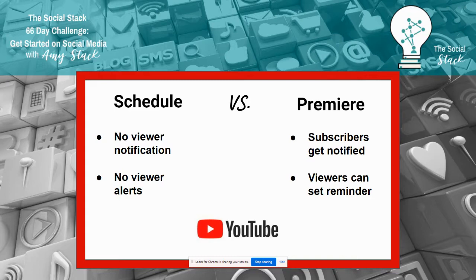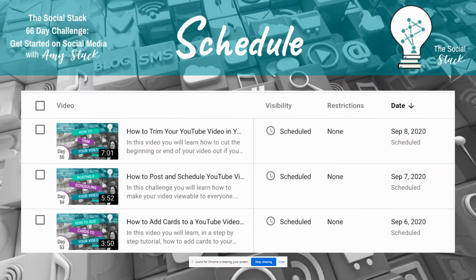When you set a video as a premiere, your subscribers will receive an alert that it was scheduled. And additionally, there will be a preview on your channel showing that a premiere is coming, and anyone can request to set up a reminder notification for that release. So I'm going to show you a couple of samples of what that would look like.